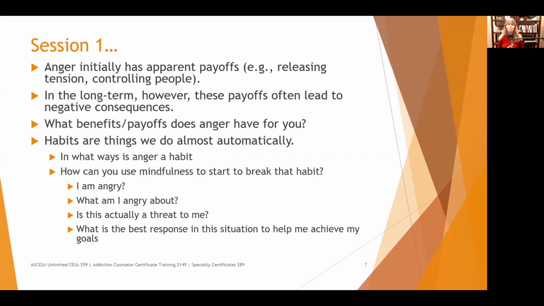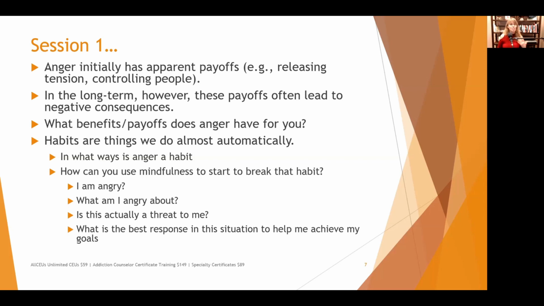We want to help people start using mindfulness to break their habit of anger. Help people start using mindfulness to stop when they feel angry, that's okay. Anger is a natural emotion. What you do with it, and I know I've said that already, but what you do with it is the problem. So when they start feeling angry, they need to be able to develop mindfulness tools to stop and go, okay, I'm feeling angry. What am I angry about? Is this actually a threat to me in the present? Is this something that really makes any difference to me? And finally, what is the best response in this situation to help me achieve my goals?